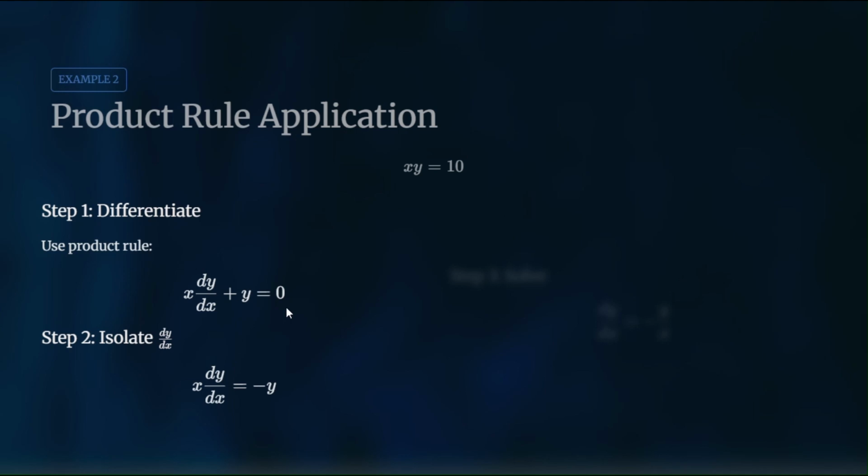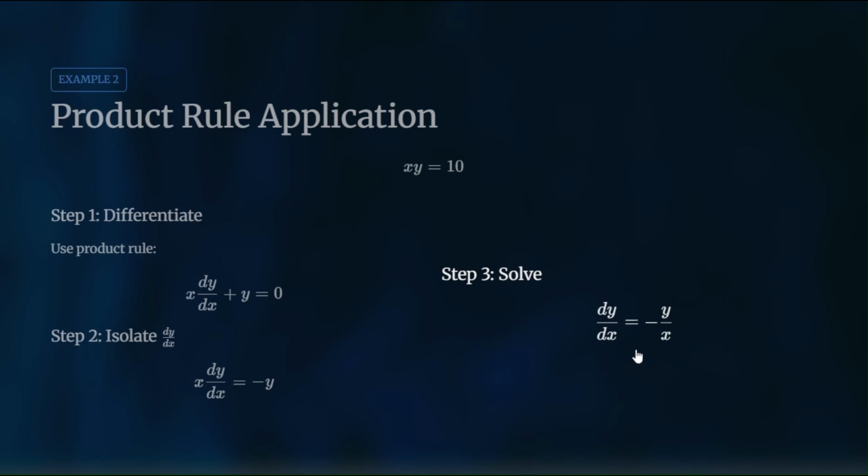Then we can isolate dy/dx by subtracting y from both sides. So we'll have x dy/dx equals negative y. And then finally, to solve for dy/dx, we'll divide both sides by x. So dy/dx will be equal to negative y over x. This example shows how the product rule integrates seamlessly with implicit differentiation.